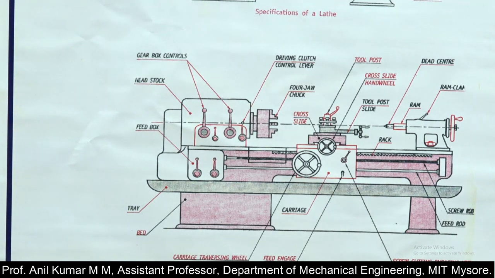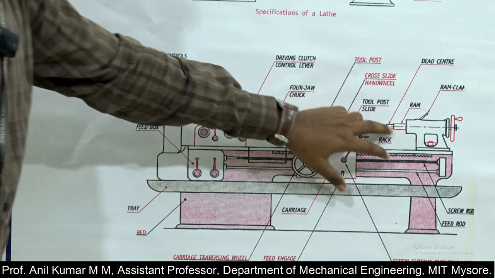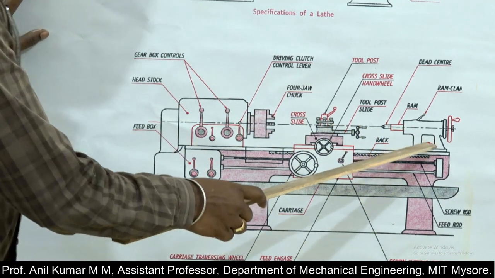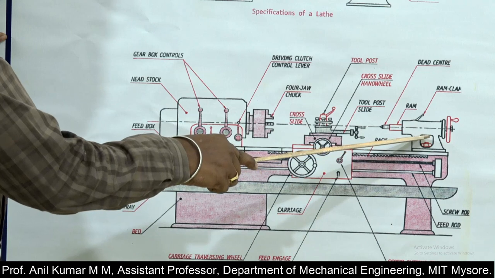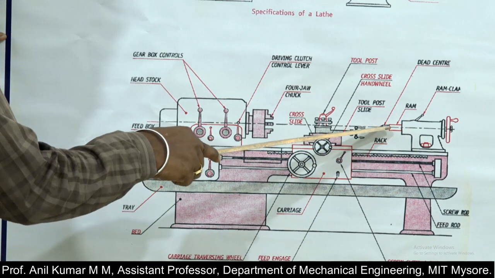Okay, next is the tailstock. The tailstock is the movable part and it carries the dead center.